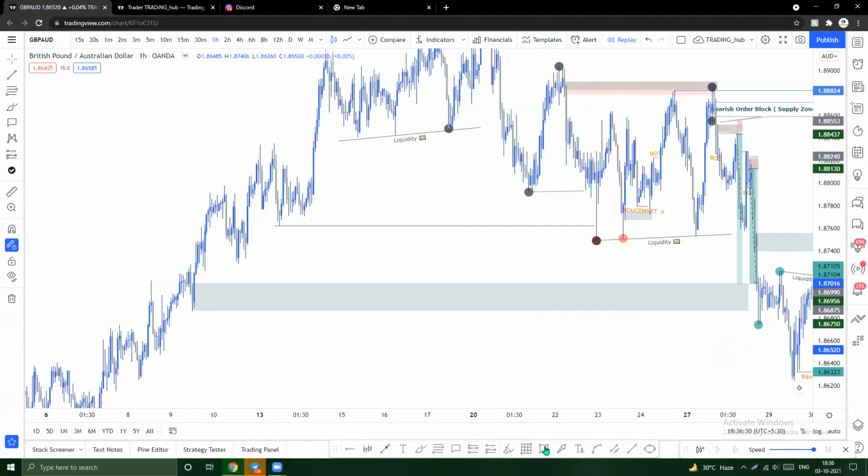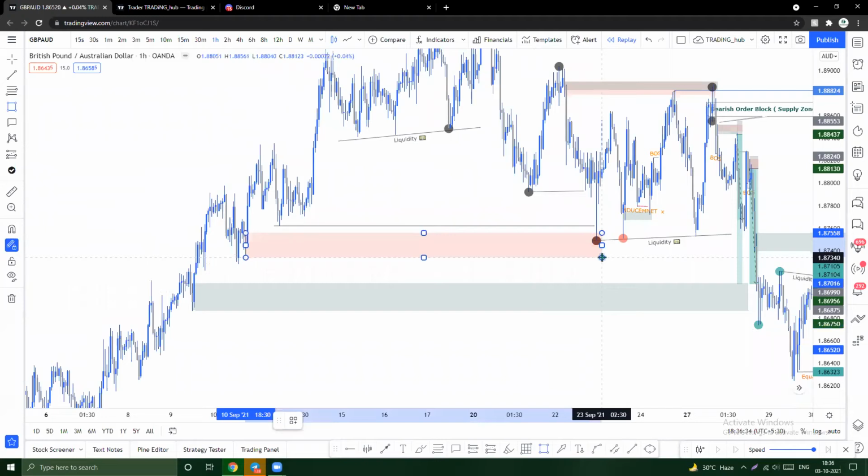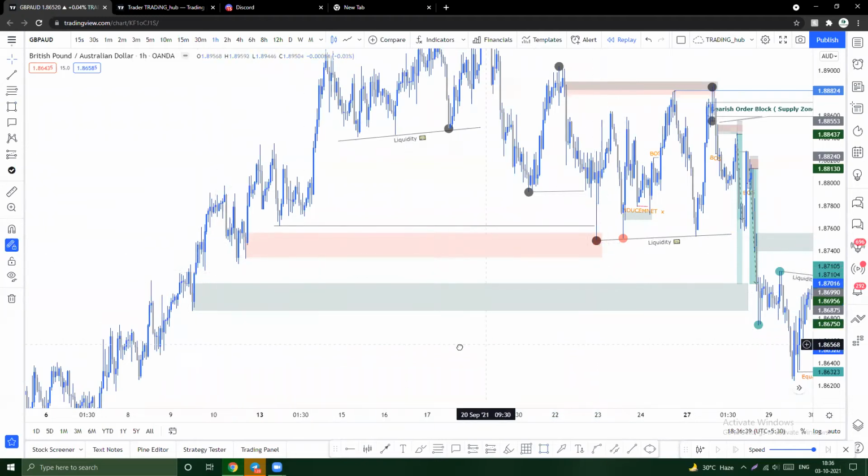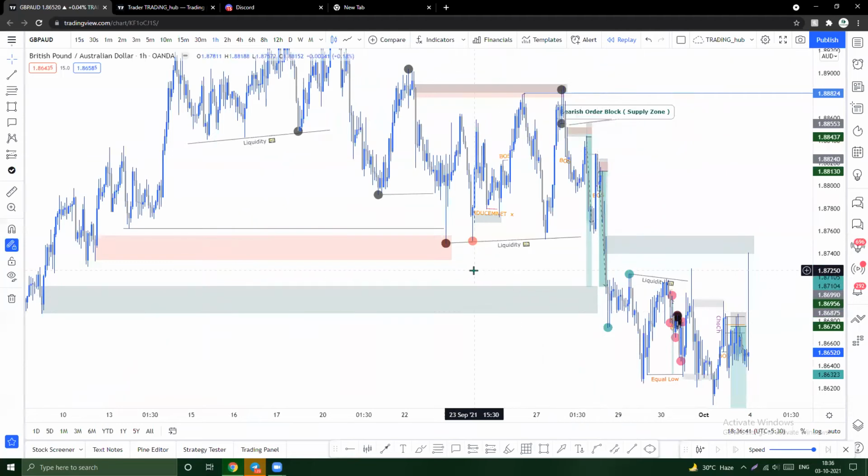Right. And why did I not set my target at this point? Because this order block is already mitigated right here by this big candle, right? So I choose this one. This one is a safer target zone right here.